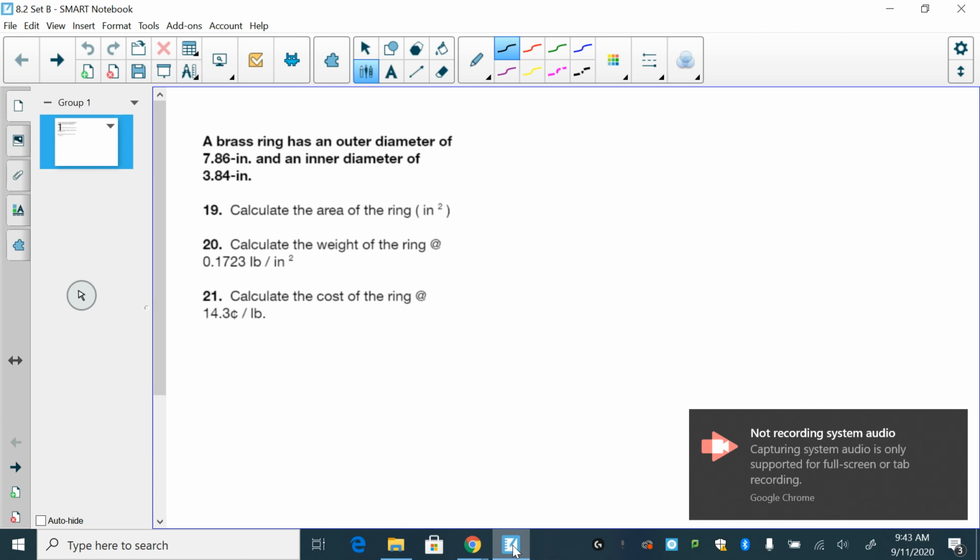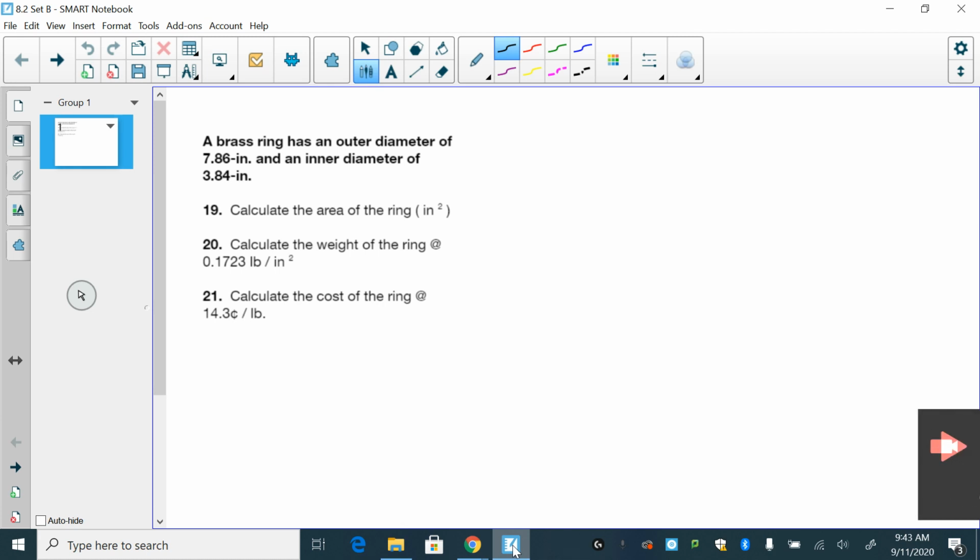A brass ring has an outer diameter of 7.86 inches and an inner diameter of 3.84 inches. So let's draw a diagram real quick. Basically, you're dealing with a ring. So you've got two circles that you're really working with. You've got this circle and this circle.